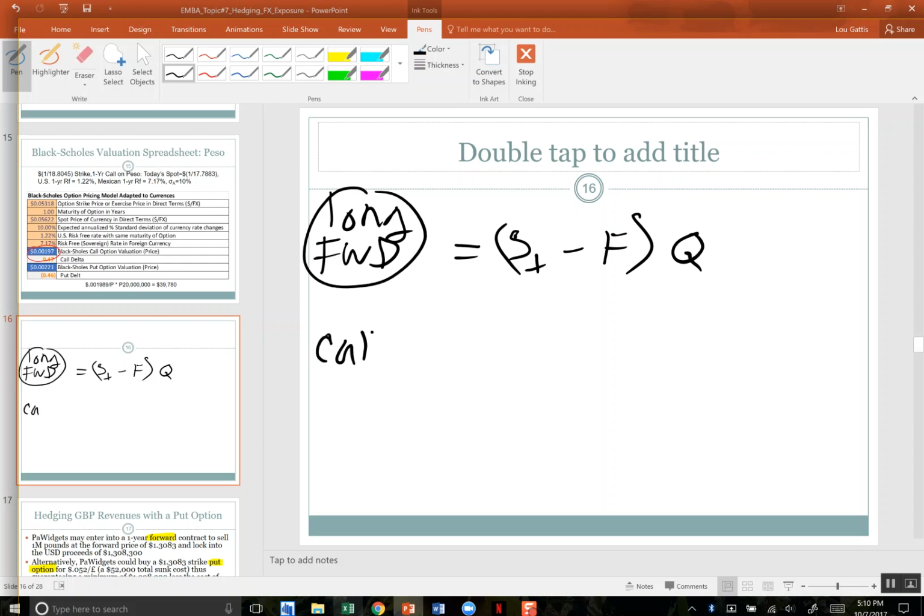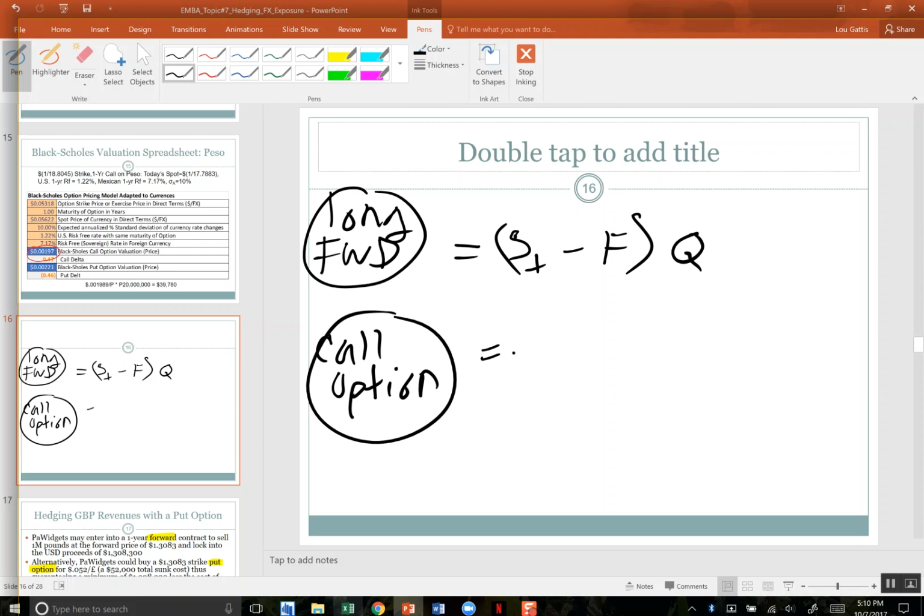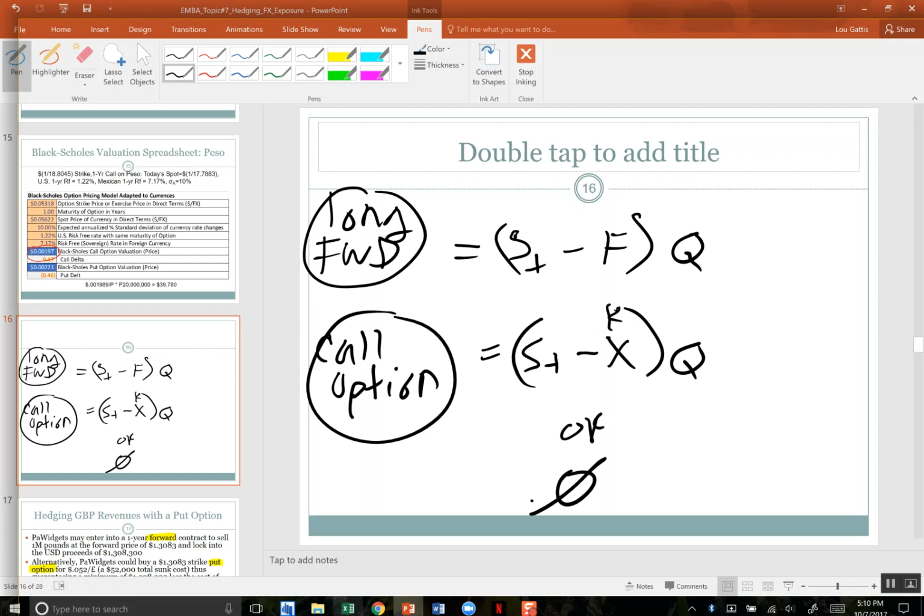What if it's a call option? Well, if it's a call option, we could say, well, it's either ST minus, we don't call it forward price, what do we call it now? We call it strike price. Sometimes use X, sometimes use K, times Q. So if you make money on an option, you will make the difference on a call option, ST minus X, or you'll make what? Or 0 minus the cost of the option.